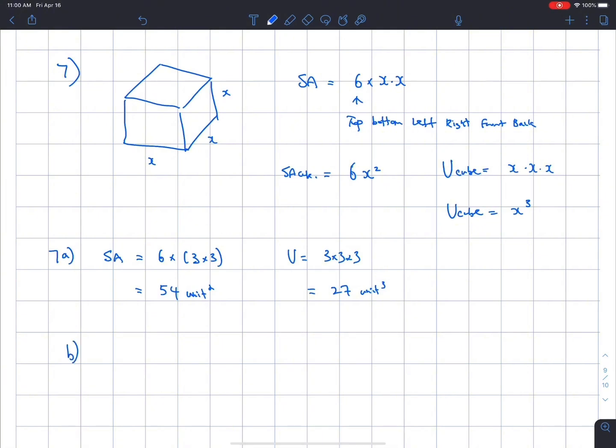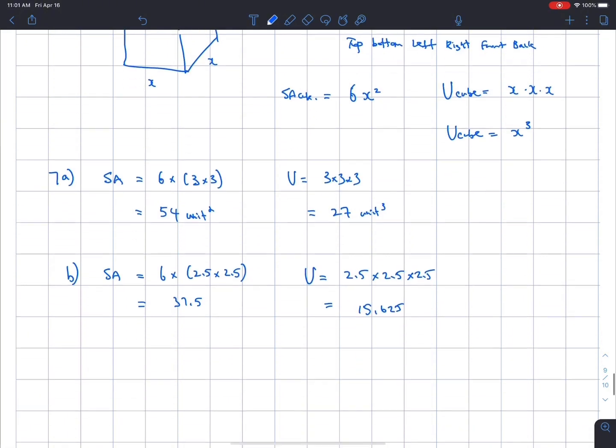B. Surface area is 6 times the area of one face. The area of one face is just 2.5 times 2.5. And then I will just type that into the calculator. I get 37.5. Volume is 2.5, which is the side length multiplied by itself 3 times. And we get 15.625.